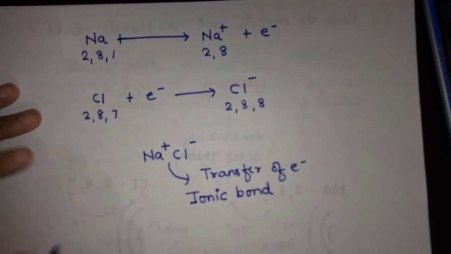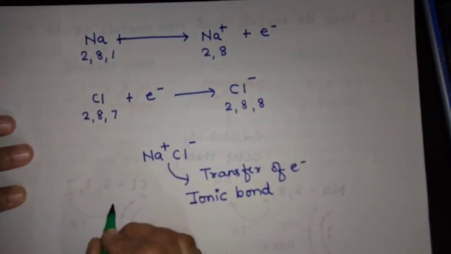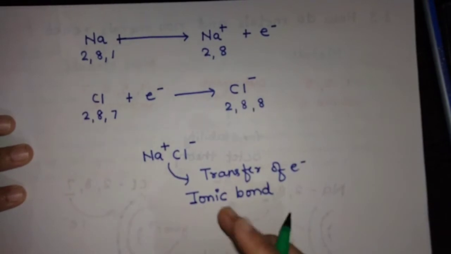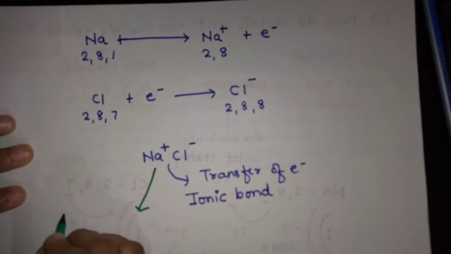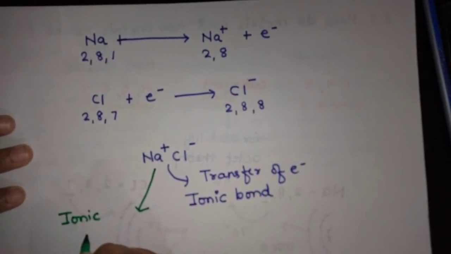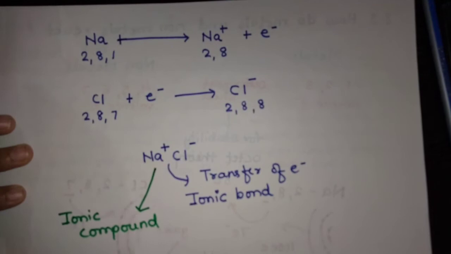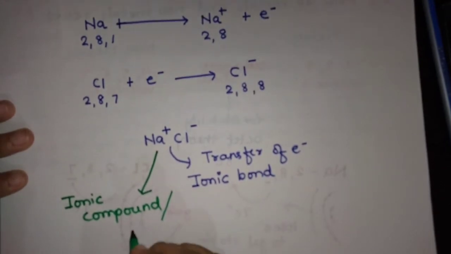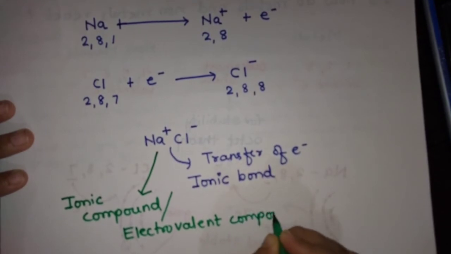So we can see that this NaCl is actually formed by transfer of electron. Then there is an ionic bond, so this must be an ionic compound. Why? Because of the formation of ions, it is an ionic compound. One more word for this is electrovalent compound. Because of the transfer of electrons, the other name is electrovalent compound.